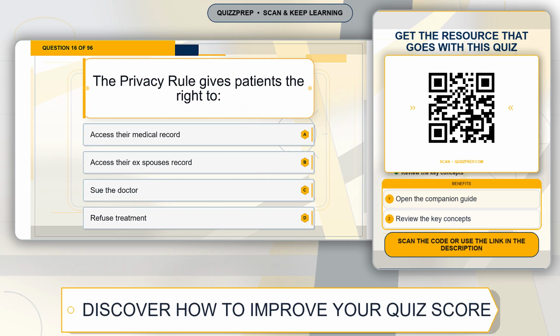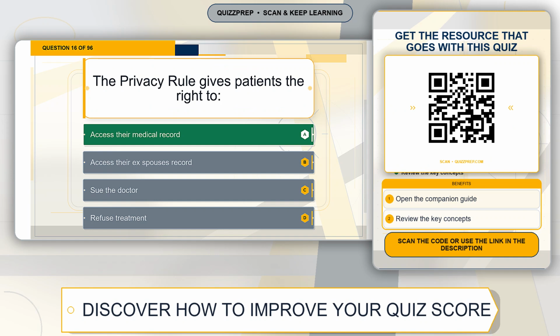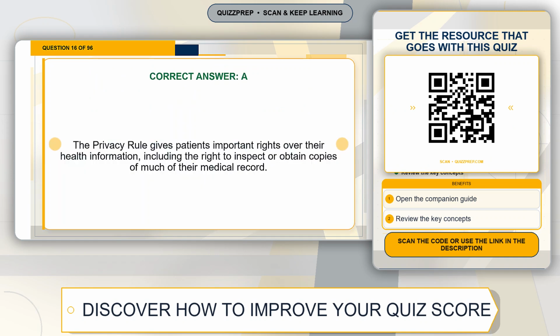Question 16. The privacy rule gives patients the right to: Option A. Access their medical record. Option B. Access their ex-spouse's record. Option C. Sue the doctor. Option D. Refuse treatment. The correct answer is option A. Access their medical record. Explanation. The privacy rule gives patients important rights over their health information, including the right to inspect or obtain copies of much of their medical record.